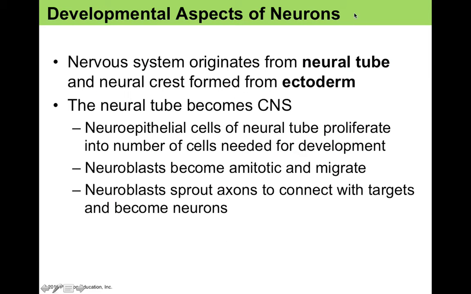So in terms of the developmental aspects of neurons, we know that our nervous system originates from something called the neural tube. And the neural tube actually comes from the layer of ectoderm embryologically. This tube is basically where the ectoderm folds and essentially makes the CNS. So your central nervous system is the folding of this ectoderm from the neural tube, and the neural epithelial cells of this neural tube proliferate into cells that are needed for development. Neuroblasts become amitotic and migrate, and these neuroblasts can sprout axons and connect with targets to become neurons. And this occurs pretty early on in development.